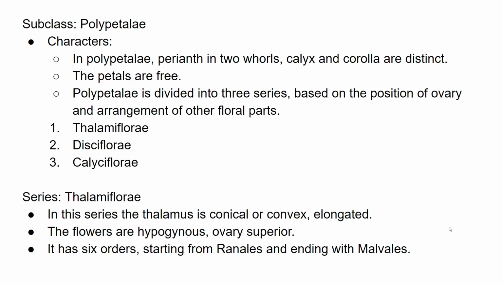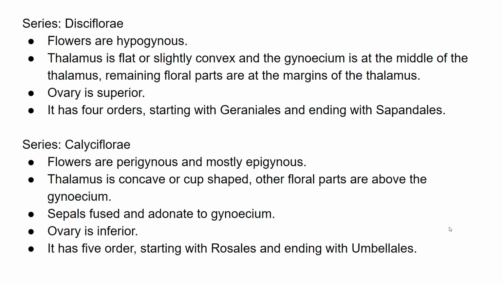Then series thalamiflorae. In this series, the thalamus is conical or convex shape. Thalamus is elongated. The flowers are hypogynous. Ovary is superior. Thalamiflorae has 6 orders starting from ranales and ending with malvales.